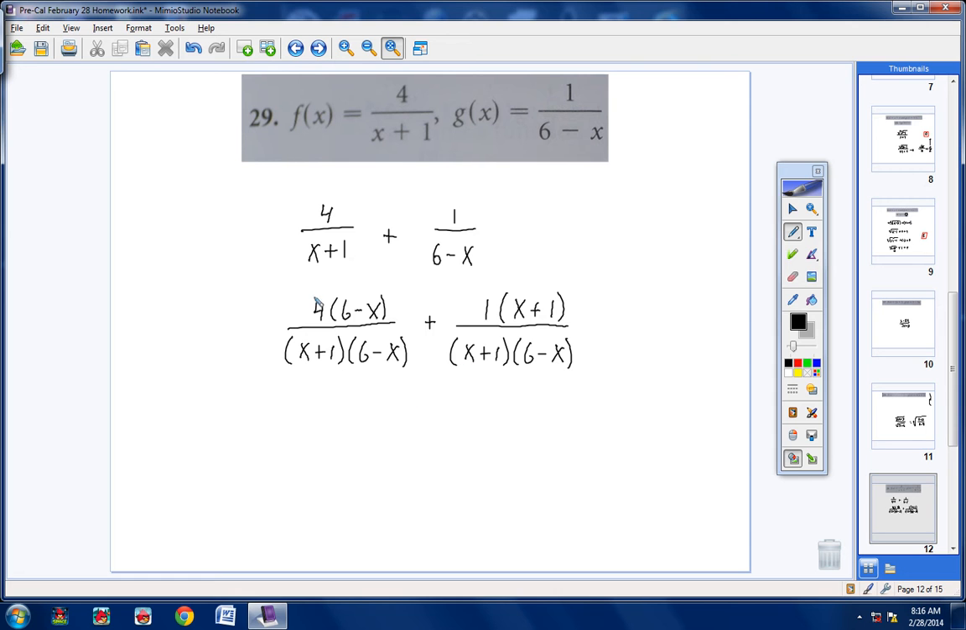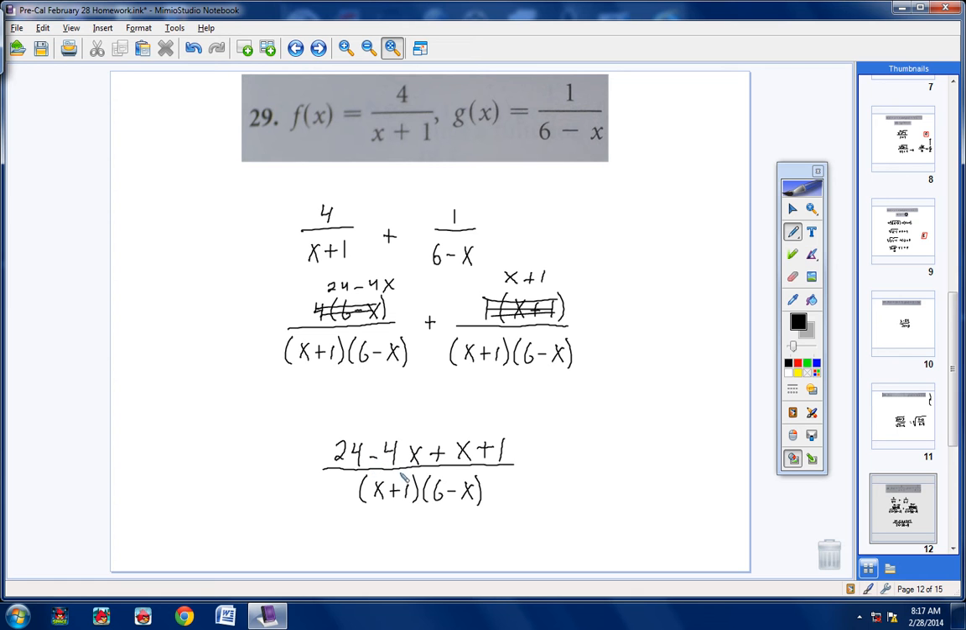Now we're going to put these two fractions together. So I'm going to bring my common denominator right down here. Remember, when you're adding fractions, you do not add the denominator. And now I have, well, 4 times 6 is really 24, and 4 times negative x is negative 4x. So I have 24 minus 4x plus, well, 1 times x is x, and 1 times 1 is 1, plus x plus 1. And now if I simplify the top, of course, I would have this right here.